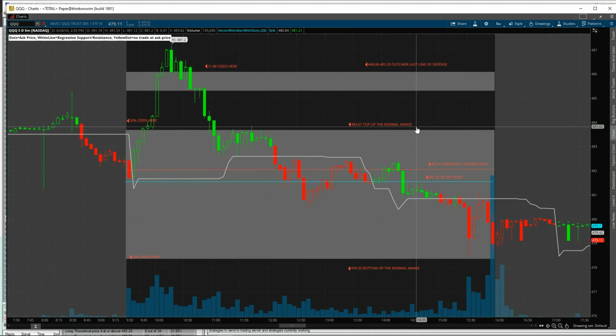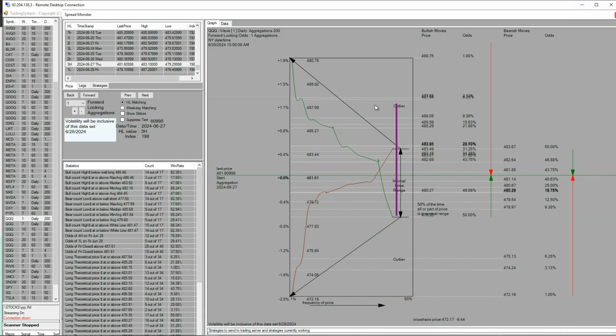Now you must be wondering where this last line of defense price came from. There you go, right here. We had the 485.29 to 486.08 outliner range. Why was that an outliner range? Basically the odds near the 20% mark the outliner range. Just put that in your brain. That is the outliner range we need to look at. 20% to 10% is the ideal outliner range.